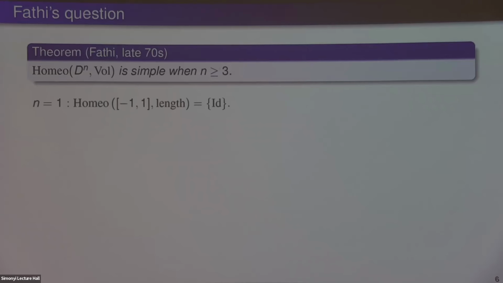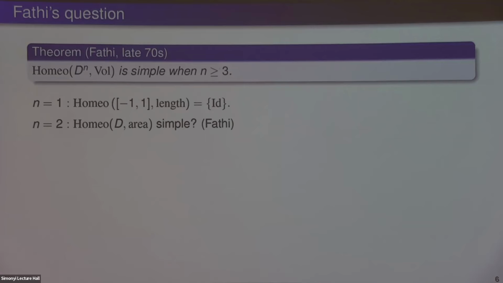So we see two cases are left out of Fathi's theorem. N equals 1, where the group is just the group of length-preserving homeos of the interval. That's just nothing. So really the interesting case is N equals 2. And the question now becomes, and this is a question that Fathi asked in his paper: is the group of area-preserving homeomorphisms of the 2-disk a simple group?